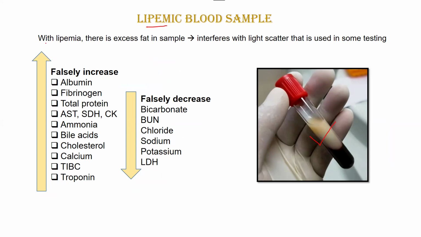You should remember that with lipemia there is excess fat in the sample, and that fat interferes with light scatter that is used in some testing. So all of those tests are going to be affected. It falsely increases albumin, fibrinogen, total protein, these liver enzymes, this is a muscle enzyme, then ammonia, bile acid, cholesterol, calcium, TIBC, and troponin. It falsely decreases bicarbonate, BUN, chloride, sodium, potassium, and LDH.